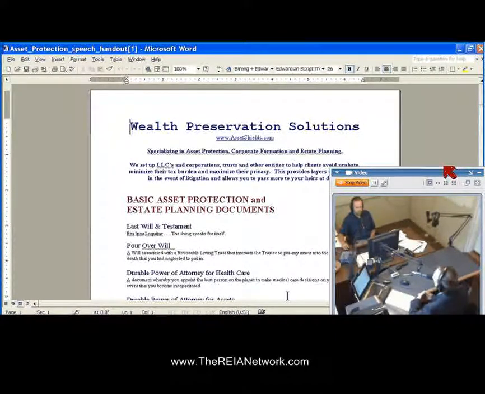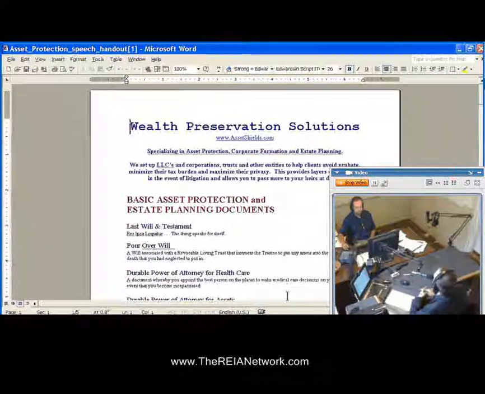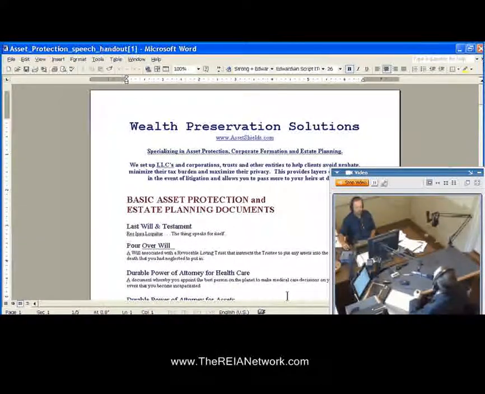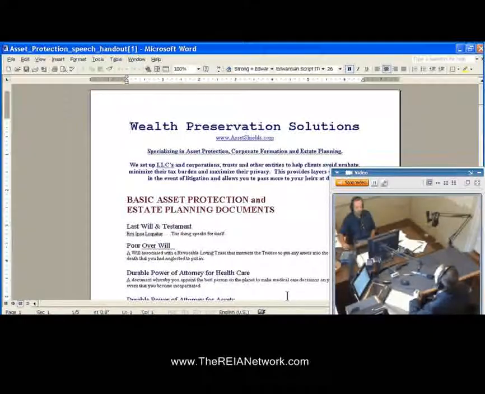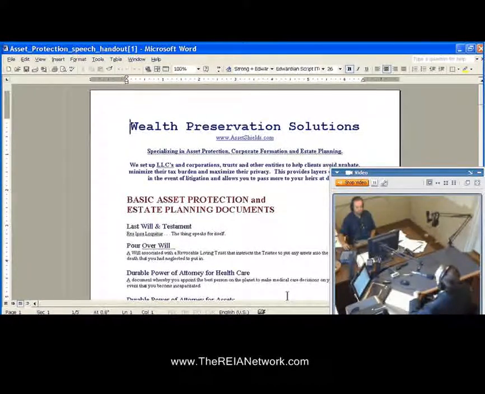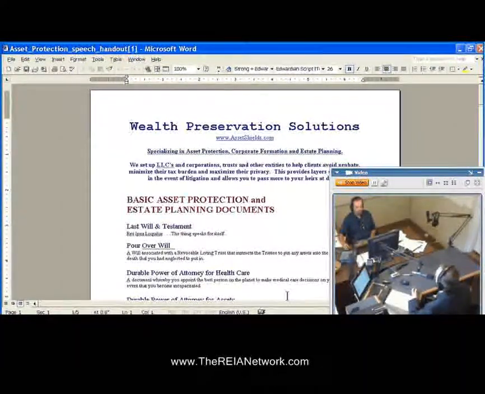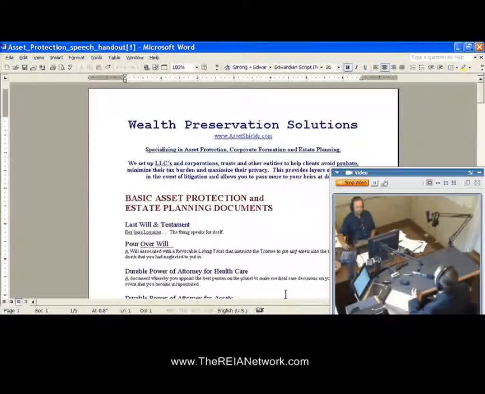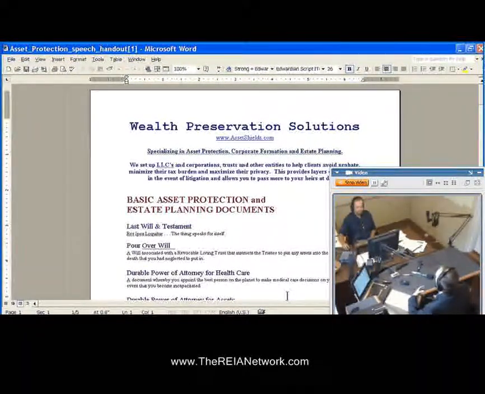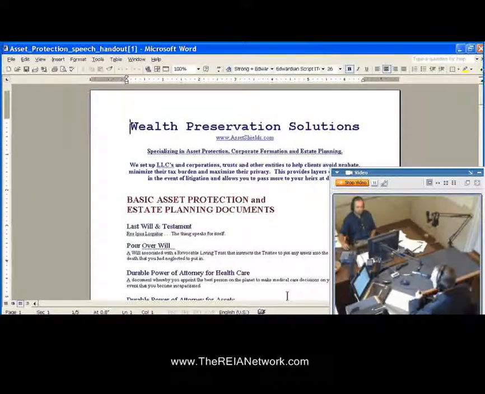John D. Rockefeller said, "Own nothing, control everything," and that's really the bottom line to all this. If you own it, you can be sued for it, but if you don't own it and you control it through a limited liability company, then it's the LLC that's being sued, not you personally. So they're not coming after your stuff.